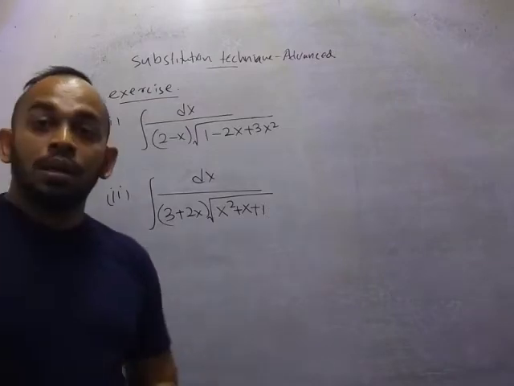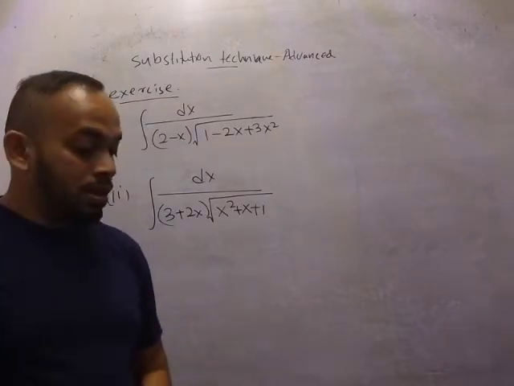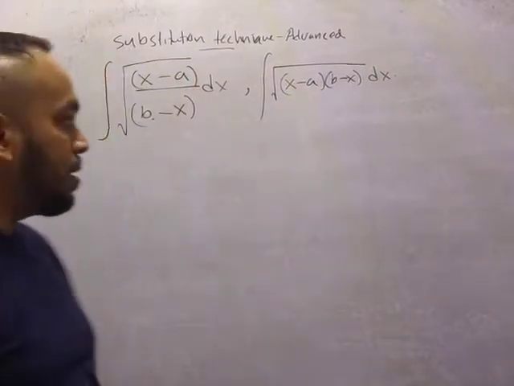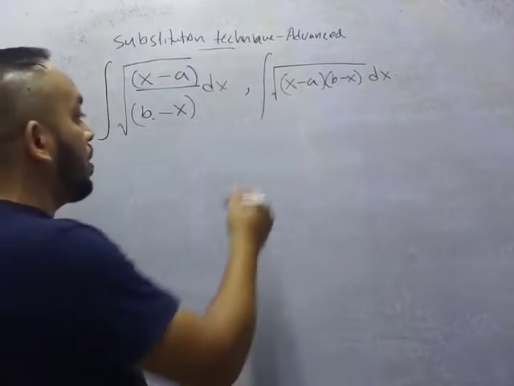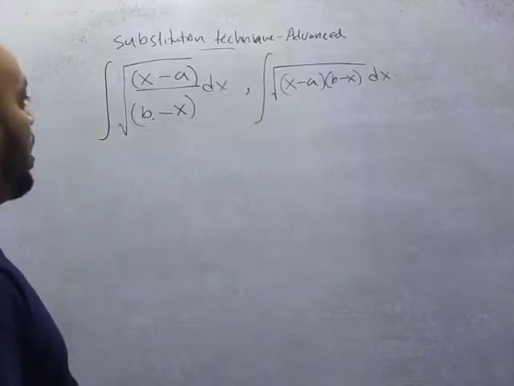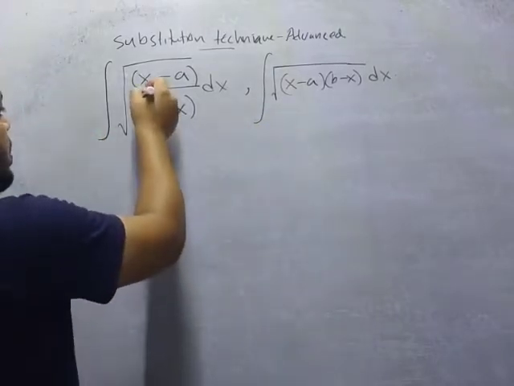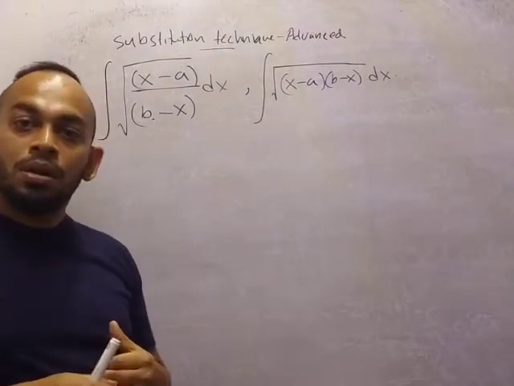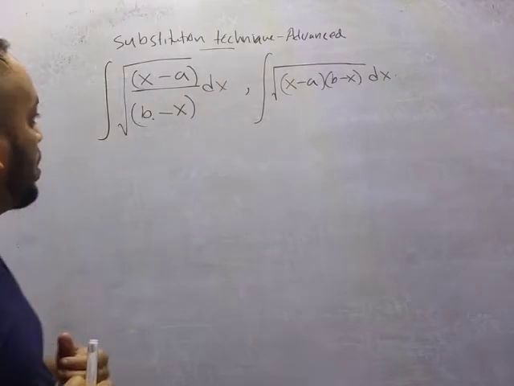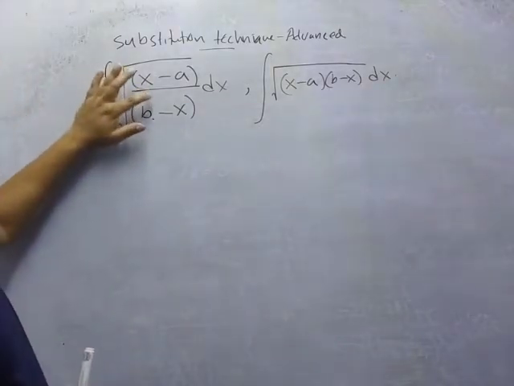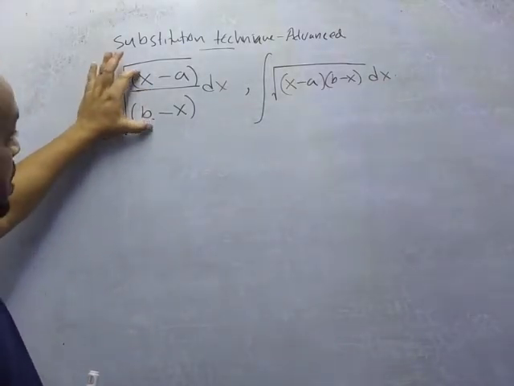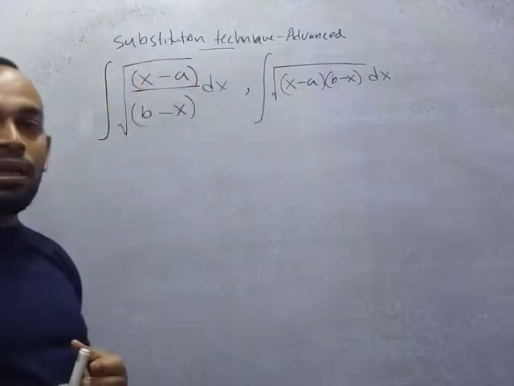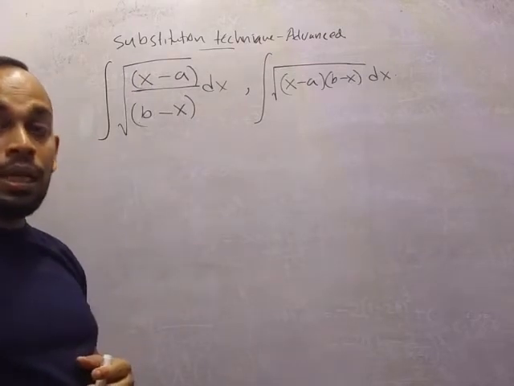Next, we look at the last technique that we will learn. Right, guys. So this is the second and last technique we will learn today. Whenever you have this kind of integral, you can say that this is an integral of a square root. So what is inside the square root? Here we have a rational function, x minus a divided by b minus x. Notice that they are both linear functions.